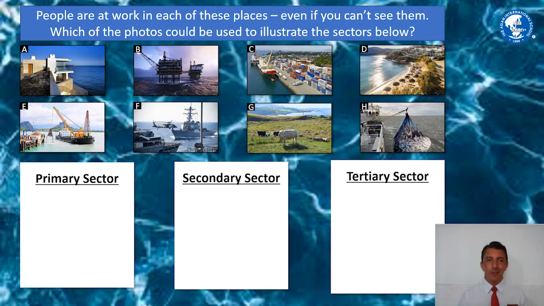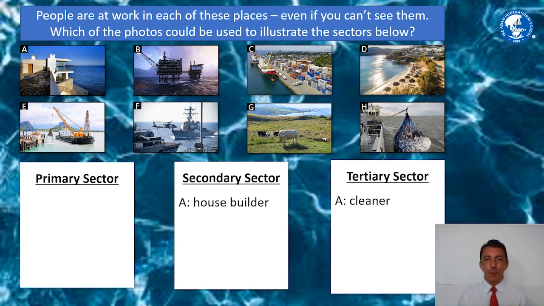Okay, let's check your answers. So photo A, we have homes. Now, a home is not really a place of work. However, when they're building the home, we have a house builder who's building it. Also, some homes may be quite big, and people might employ cleaners, security guards, and other workers in their home. So I put tertiary sector also.